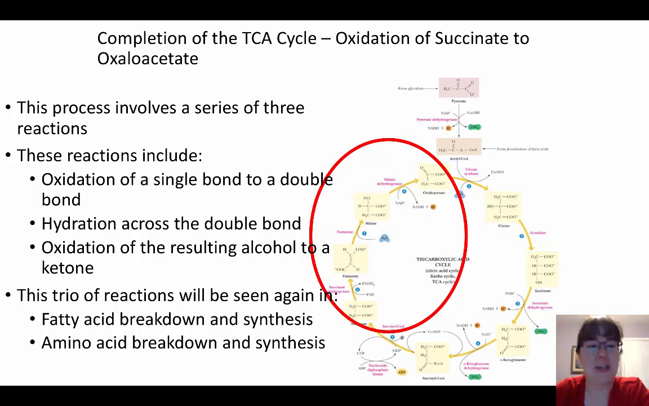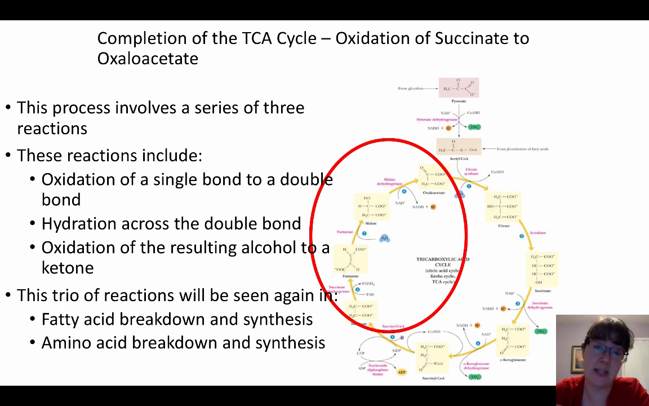So we've got 3 reactions left. We are going to have an oxidation of a single bond to a double bond. Then we're going to hydrate across that double bond. And finally, an oxidation of that alcohol to a ketone. All of that's going to leave us with oxaloacetate. And in that previous video, remember we start with oxaloacetate, adding acetyl-CoA to go to citrate.